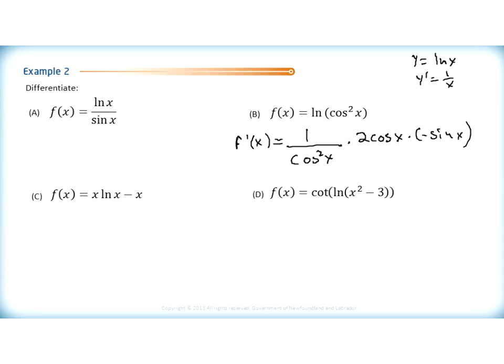So can I simplify? Sure I can. One of those cosines and that cosine are down to the glue factory, and I end up with -2, and then I've got sine x over cosine x, which I believe might be -2 tan x. That's a nice way to write that one. Look how concise that is. It's very pretty. Okay. Now, f of x equals x ln x minus x.